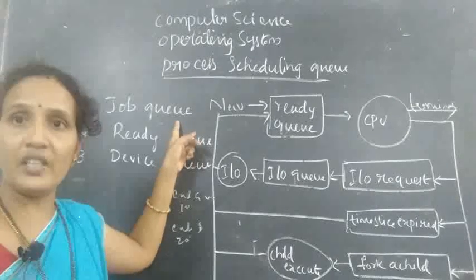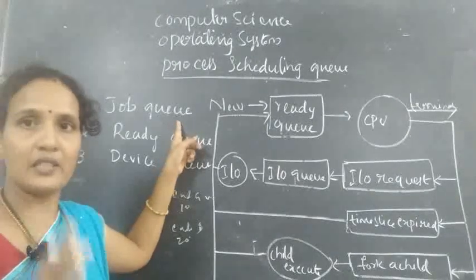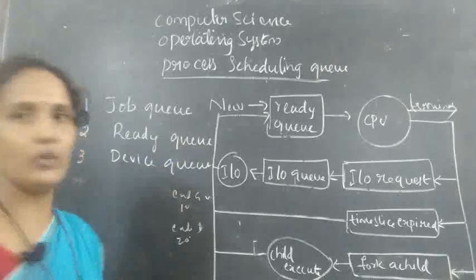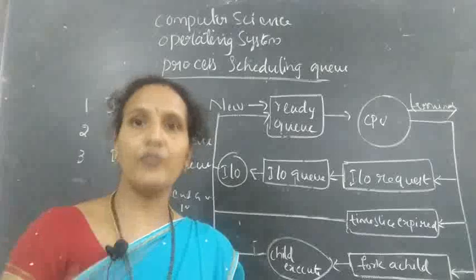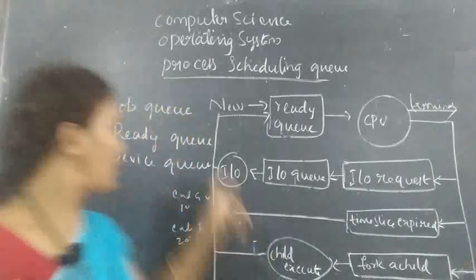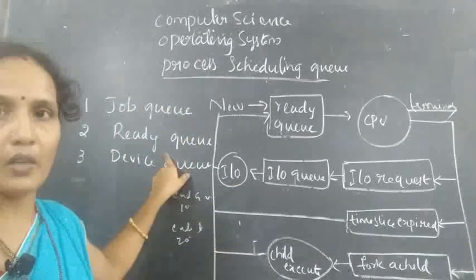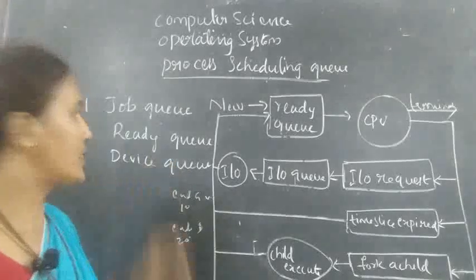It has not entered the CPU. They are just waiting. Next, the ready queue. Whatever processes are ready for the execution, that is called the ready queue. Understood? Next, the third one is the device queue.